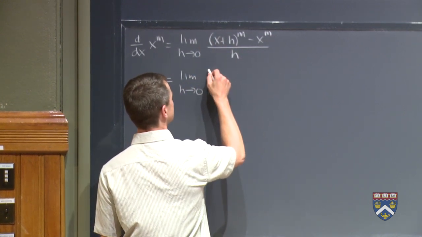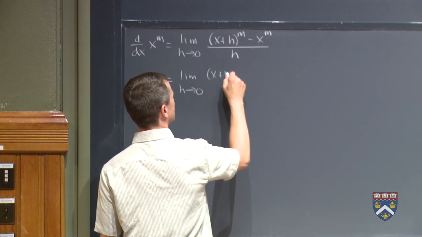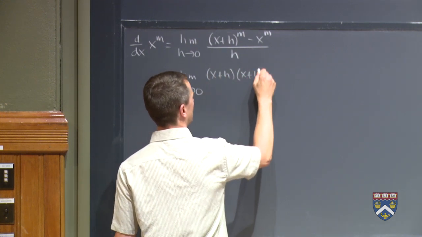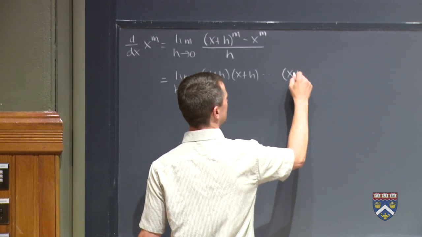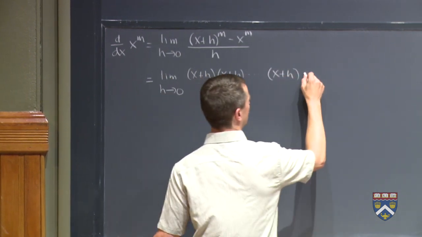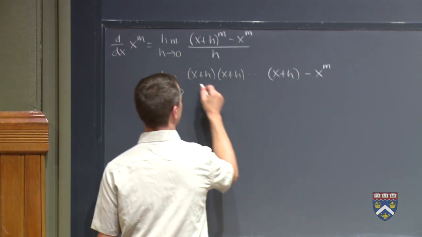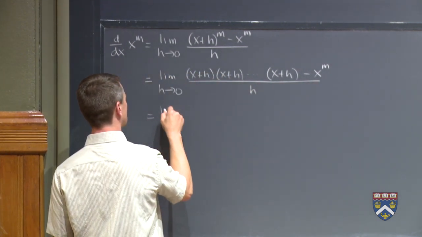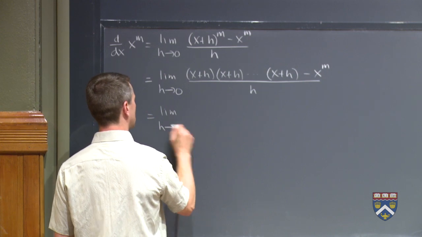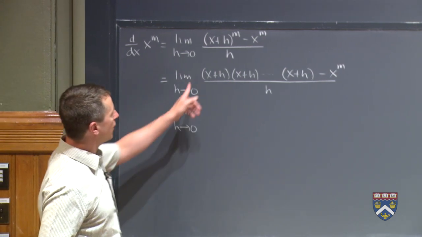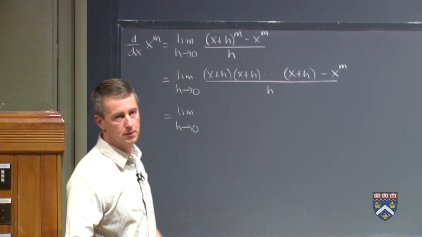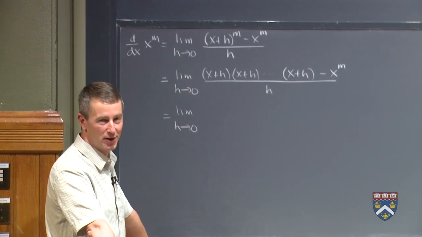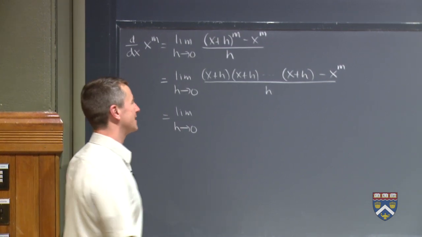So what does this mean? This means I'm taking x plus h times itself m times, and then minus an x to the m at the very end. So if you multiply all these terms together, the natural first term that everybody always writes when they do this is x to the m.